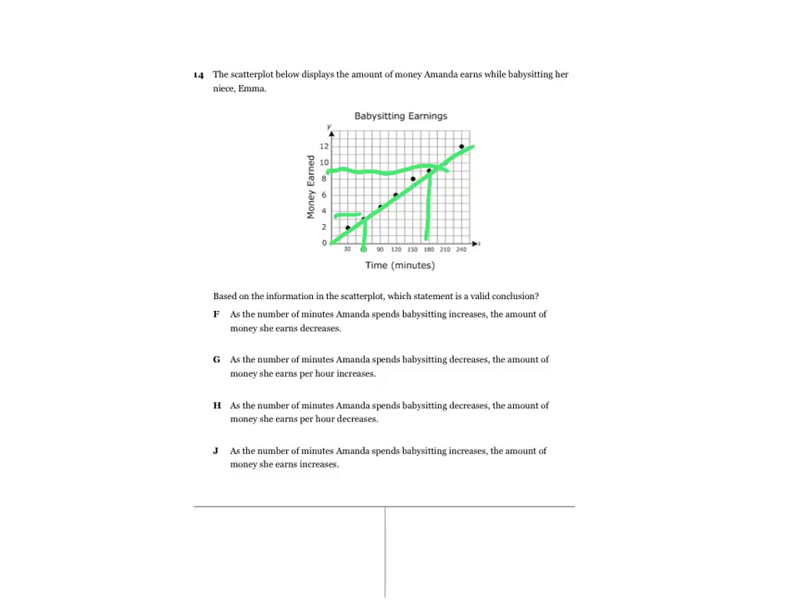So F says as the number of minutes she spends babysitting increases, the amount of money she earns decreases. Well, that doesn't make any sense, so that's out. G says as the amount of minutes she spends babysitting decreases, the amount that she earns per hour increases. Well, this per hour thing happens on H2. We're not changing how much she earns each hour. Those are out. So it's going to be the amount she earns that increases as she spends more time babysitting. So J.